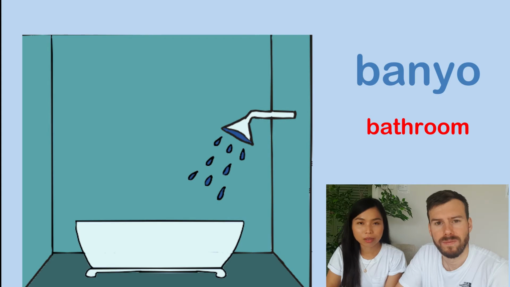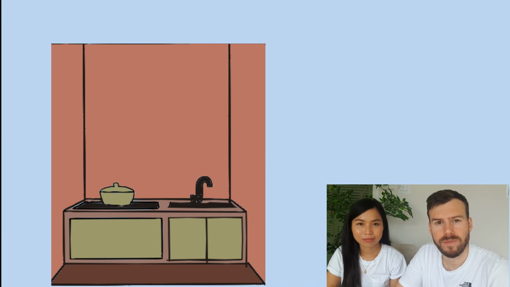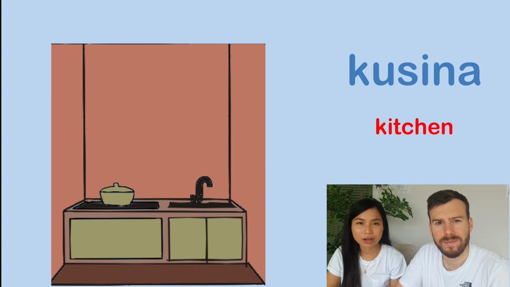Banyo. Bathroom is banyo. Our next room is kitchen. How do we say that one? Kusina. Kitchen. Kitchen is kusina.